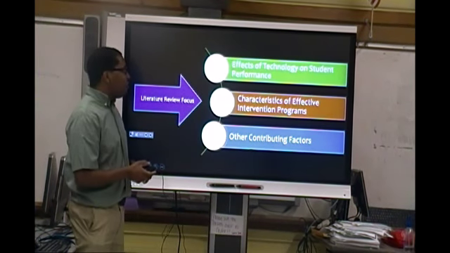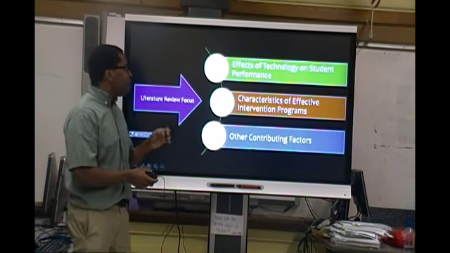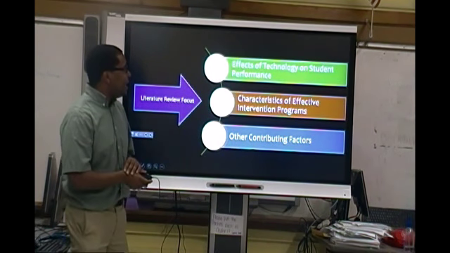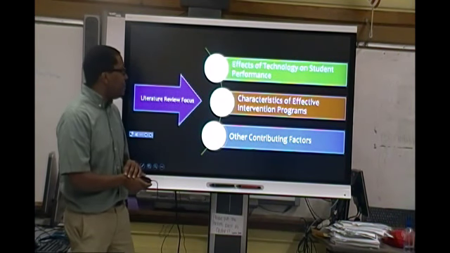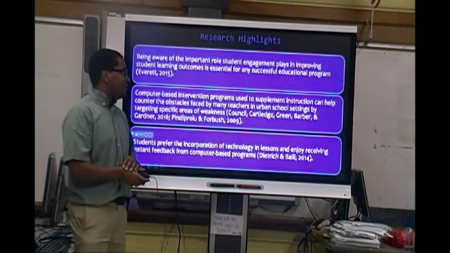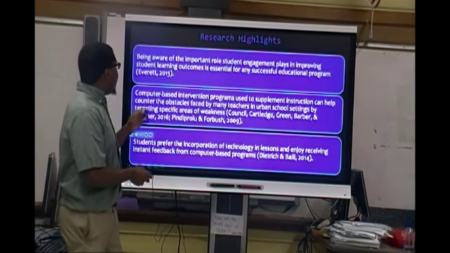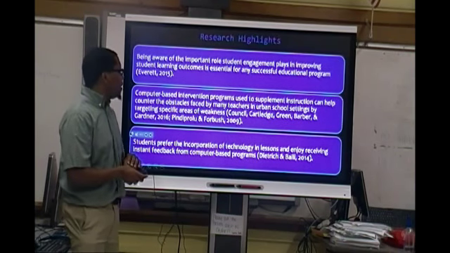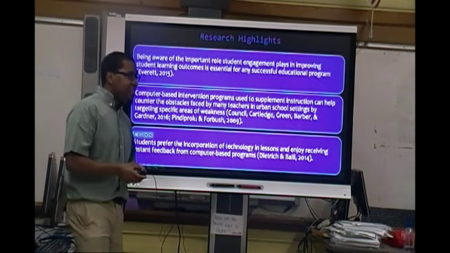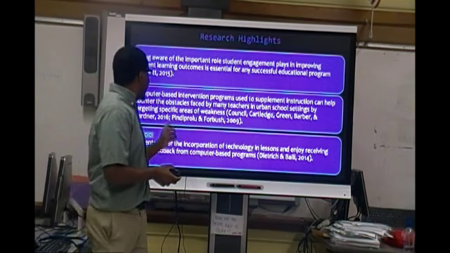When looking at what other researchers focus on, these are the three areas I focused on for this study: effects of technology on student performance, characteristics of effective intervention programs, and other contributing factors. Some of the highlights right here, we see being aware of the important role student engagement plays in improving student learning outcomes is essential for any successful educational program.